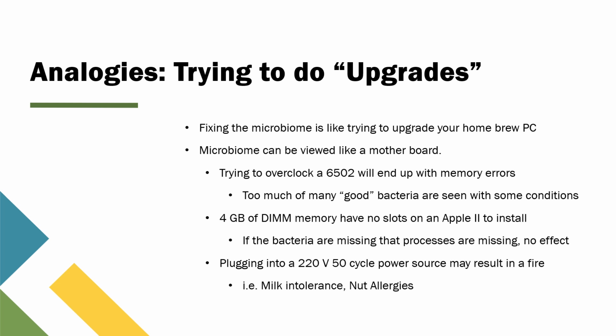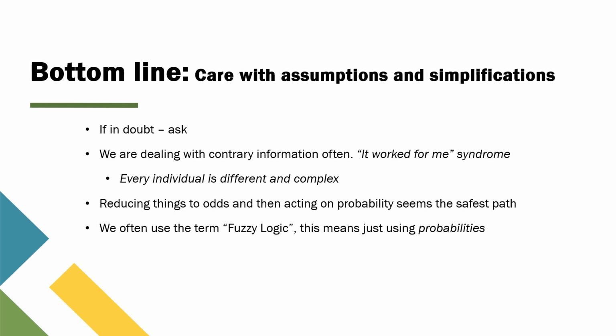Basically, we want to keep a holistic perspective, considering the entire microbiome ecosystem rather than focusing on a single species or intervention. This analogy highlights the complexity of microbiome moderation and the need for a careful individual approach to optimizing gut health and overall well-being. Bottom line, we want to take care with assumptions and simplification. If in doubt, ask. The complexity of the human microbiome necessitates a cautious approach when making assumptions or oversimplifying intervention. This principle is crucial for several reasons.